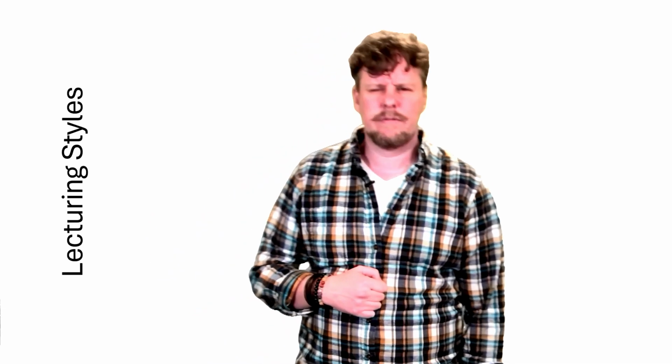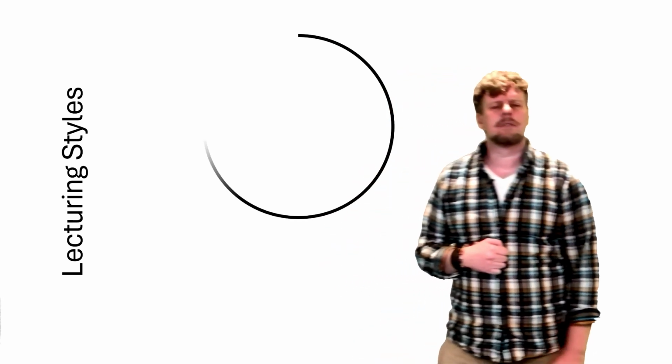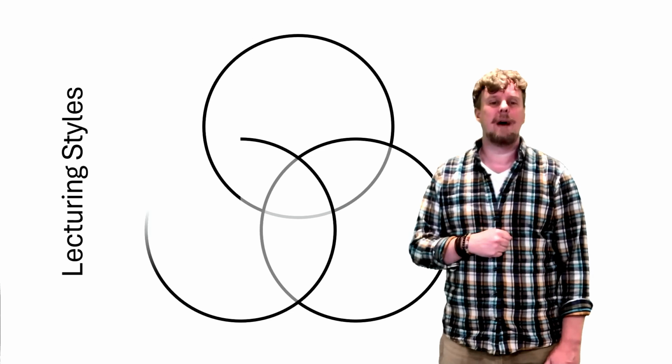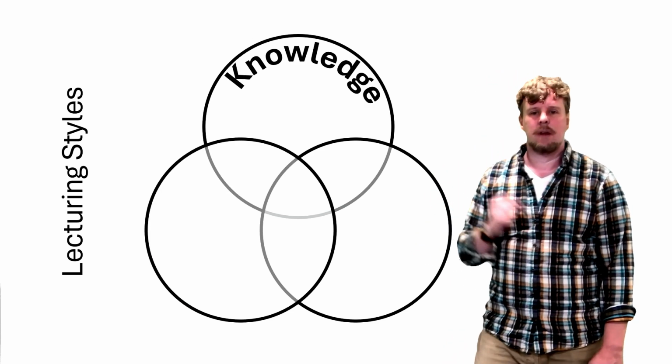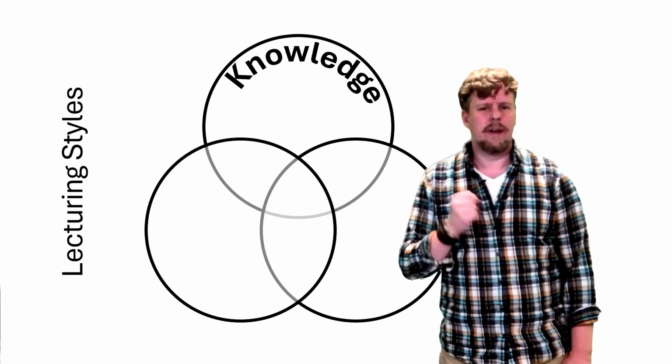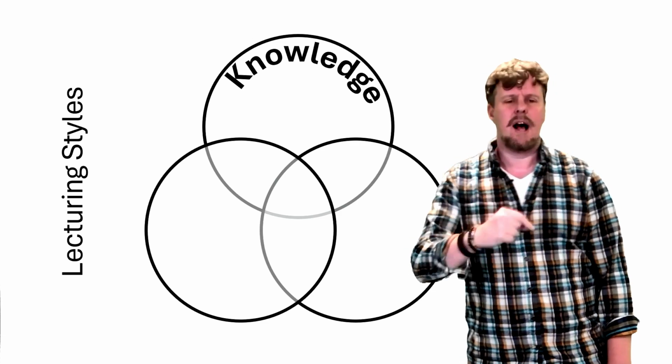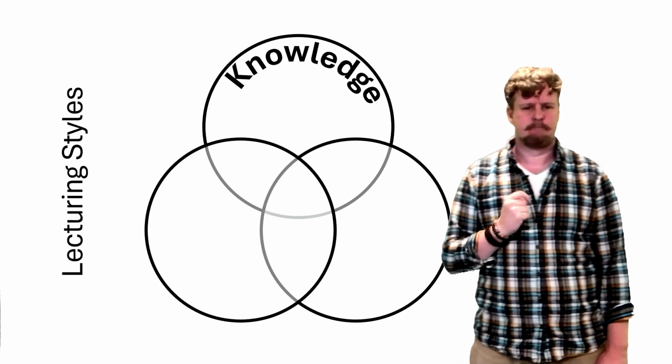Hello, and welcome to a very brief introduction of lecturing styles. Now, when we looked at the theory, we saw there were three key elements of what made a good lecture. The first one was the knowledge, what it is the students are there to learn, to understand. What do they need to know to help them progress?